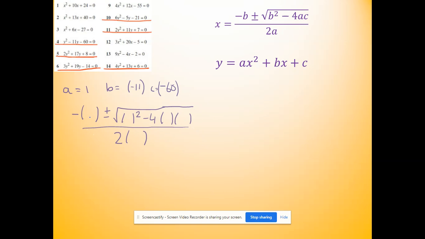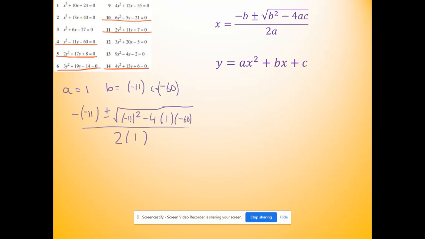So minus b, so we're going to put minus 11 in there, plus b squared, which is minus 11 squared, take away 4 times a, which is 1, times c, which is minus 60, and all over 2 times 1, which is 2a. Now, the bit that brings up the maths error is normally this bit in this bracket in the square root.